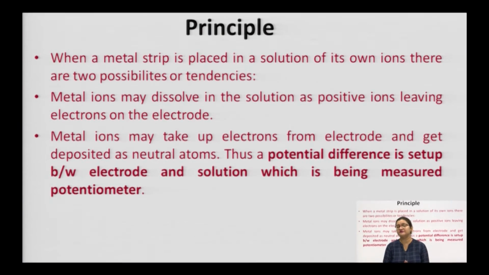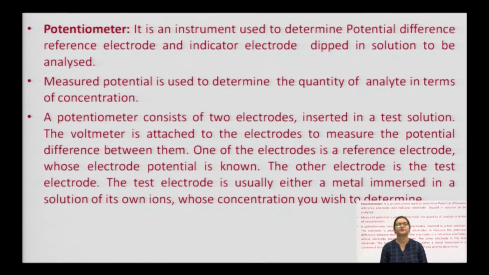Thus, a potential difference or a voltage difference is set up between the electrode which is dipped and the solution which is under study, for which the analytical concentration is to be determined, and it is measured with the potentiometer. So, you got it. A potential difference is created between the electrode and our analytical solution, which has some analyte whose concentration is to be determined with this technique.